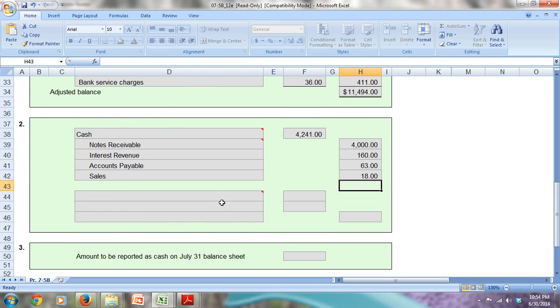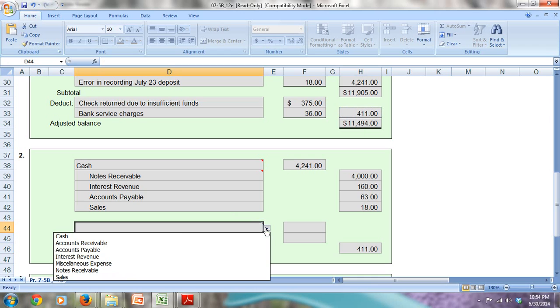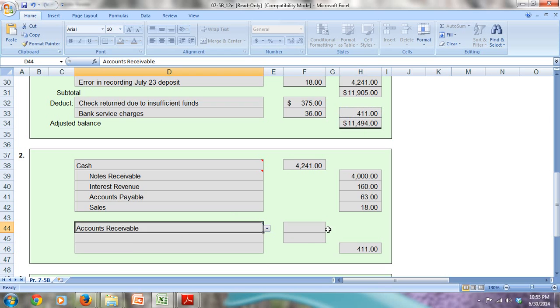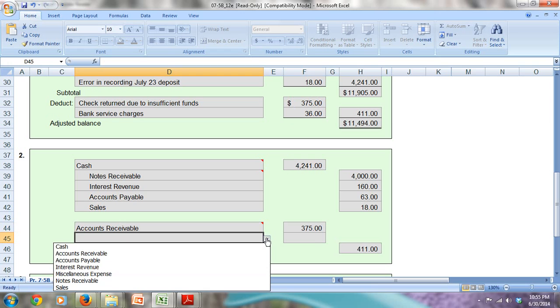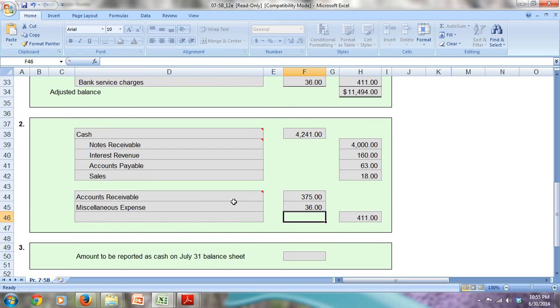All right, and then we have decreases to cash. So that's going to be the total of the decreases for 11. And the insufficient funds check was the first thing. So we're going to put a receivable on the books because that customer, since they wrote us a bad check, now owes us money. So put that on as an account receivable. And then we're going to put the bank service charge to an expense account. And if we don't track bank service charges separately, we put them in miscellaneous expense. So those are our adjustments to cash for the bank rec.